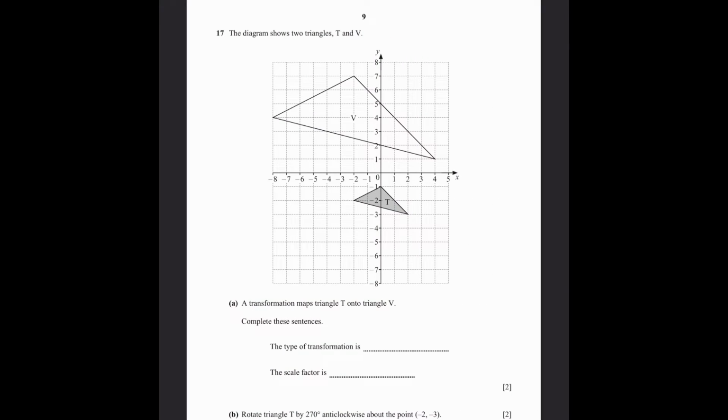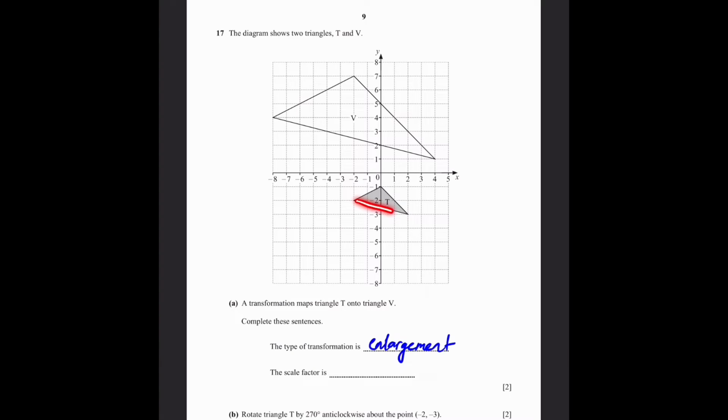The diagram shows two triangles T and V. A transformation maps triangle T on a triangle V. Complete these sentences. The type of transformation is enlargement because triangle T has become larger to become triangle V. The scale factor is dash.